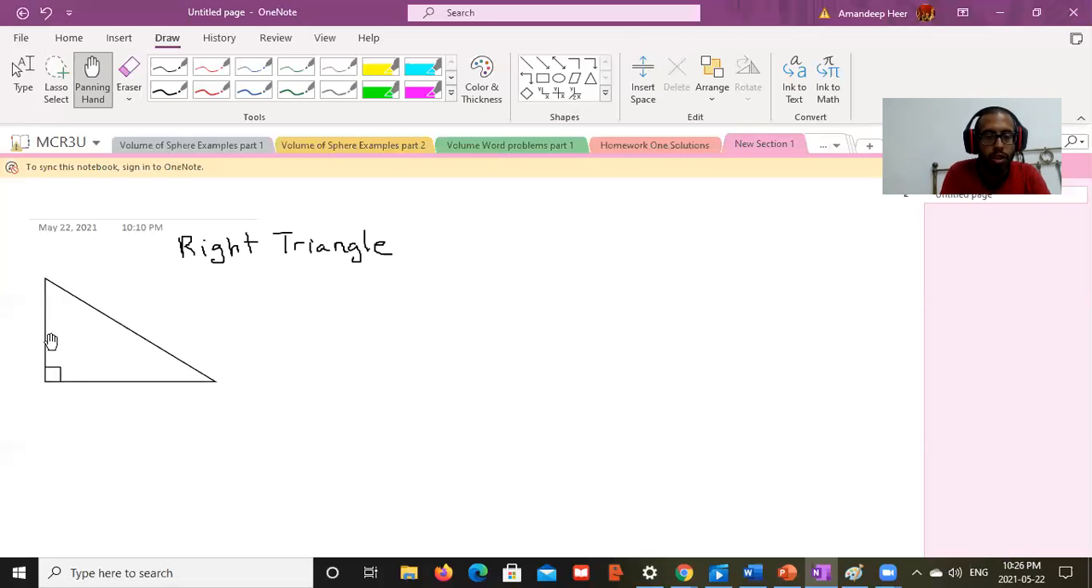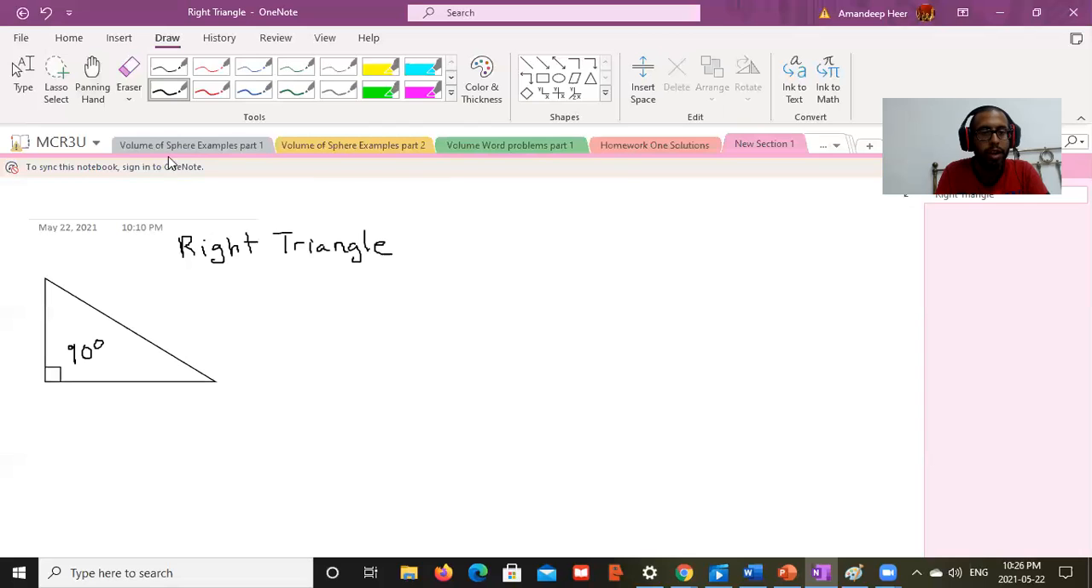Notice that the two shorter sides form an angle, and that angle is 90 degrees, okay? And this square box right here represents 90 degrees. So you can write 90 degrees. So the two shorter sides form 90 degrees. That's why it's called a right triangle, okay?